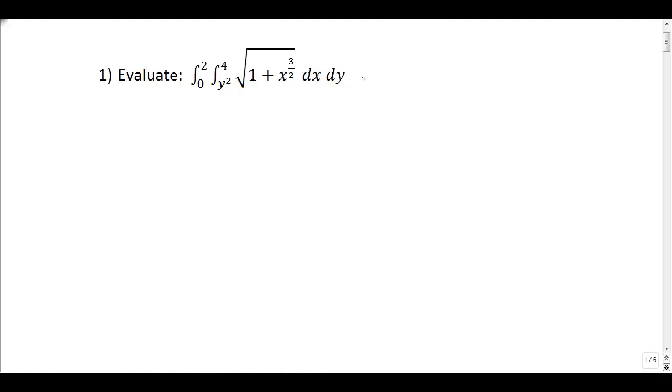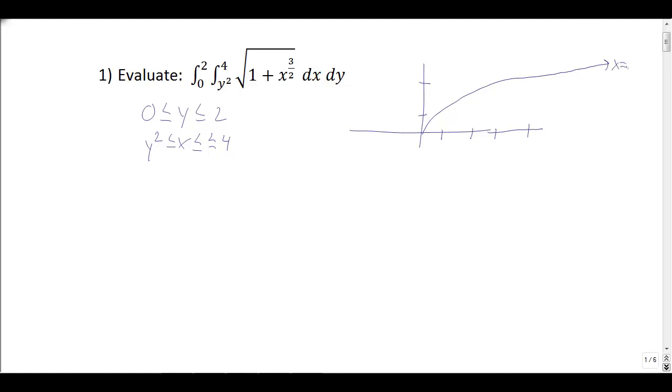To do that, I'm going to graph out my region here. So y goes from 0 to 2. My y bounds are 0 to 2. The x bounds go from y squared to 4. Let me draw this a little differently here. Y goes 0 to 2, so I only really need positive y's. X goes out to 1, 2, 3, 4, and x is greater than or equal to y squared. So x equals y squared, which is going to be a graph like this.